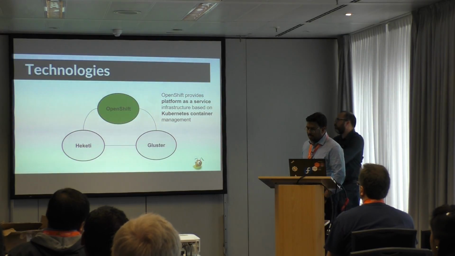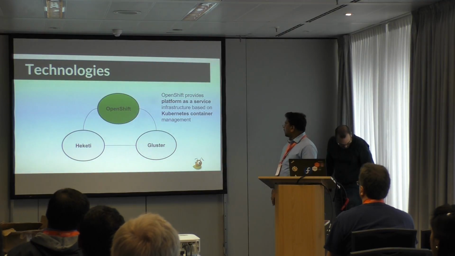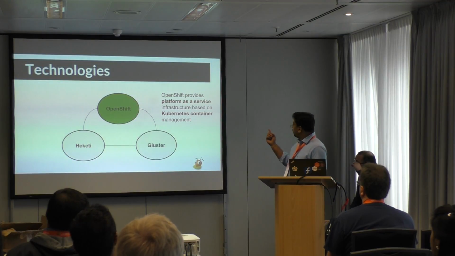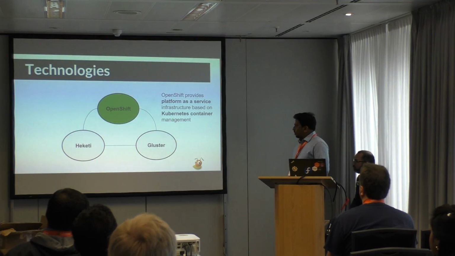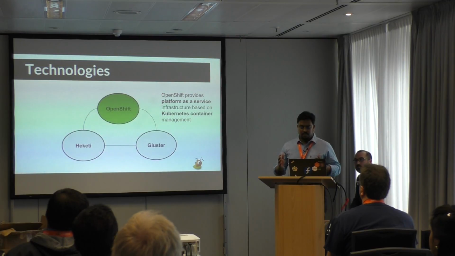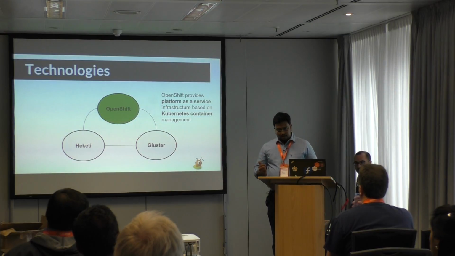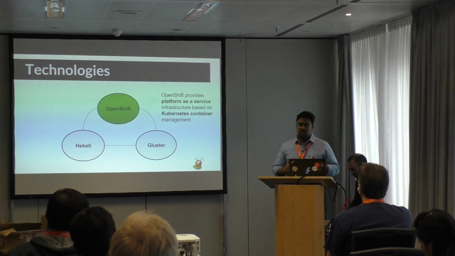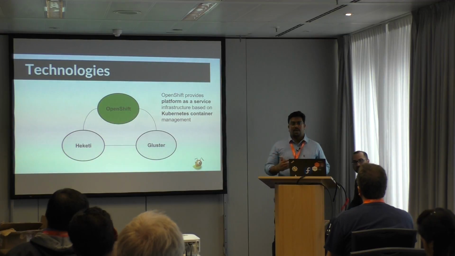Let's start with OpenShift. OpenShift provides a platform as a service infrastructure based on Kubernetes container management. So you mainly heard three terms here: container, Kubernetes, and platform as a service. Let's start from the bottom layer, which is containers. Containers are controlled Linux processes which host an application. But when it comes to the enterprise or cloud level, the application has to scale. Somebody has to monitor the application, and the application has to be highly available.